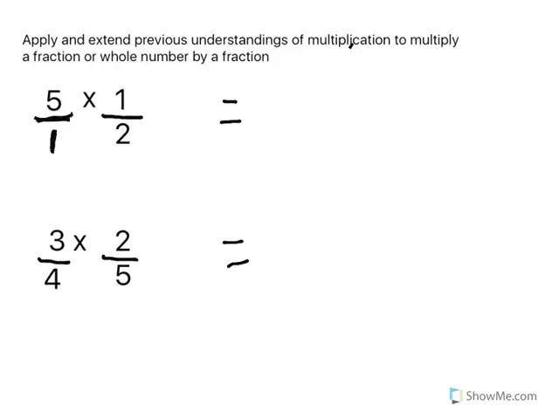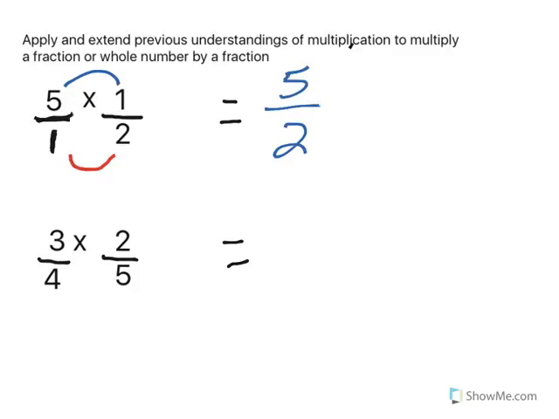When we multiply fractions, we know that you multiply the bottom times the bottom, and then you multiply the top times the top. So our answer would be 1 times 2 is 2, 5 times 1 is 5. So our answer is 5 over 2, which is an improper fraction.